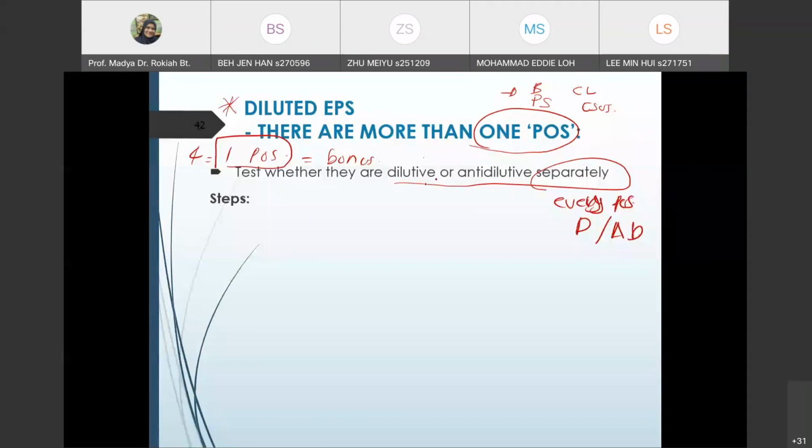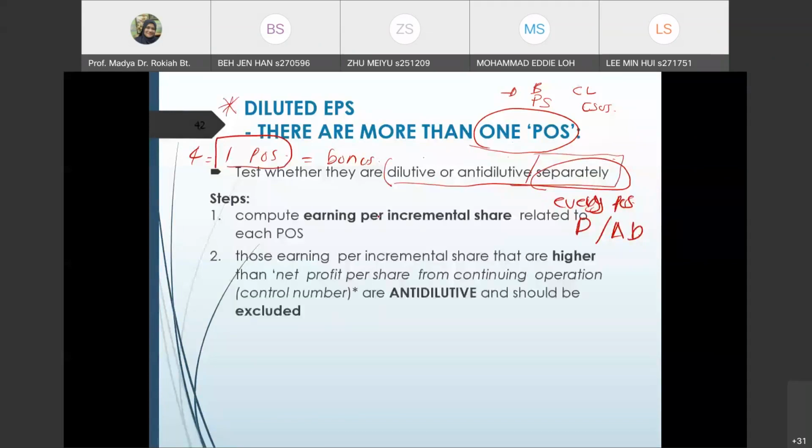So we have a few steps here to calculate the earning per incremental share related to each of the POS. For those earning per incremental share that are higher than the net profit from the continuing operation, a control number is considered as anti-dilutive and should be excluded. So we need to compare the earning per incremental shares with the base earning per share. If that one is higher, then it is considered anti-dilutive, to be excluded.